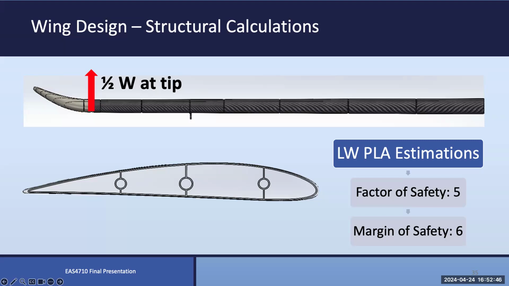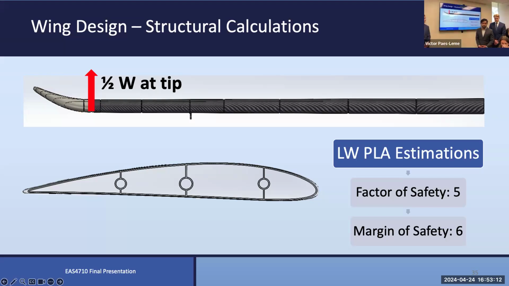And when you're telling me that you have a factor of safety of 5, are you designing to a factor of safety of 5, or are you telling me that your structure has 5 times the capability that it needs? That was the design factor of safety. In terms of the loads that we were actually pulling during cruise, it would be a margin of safety of 6.